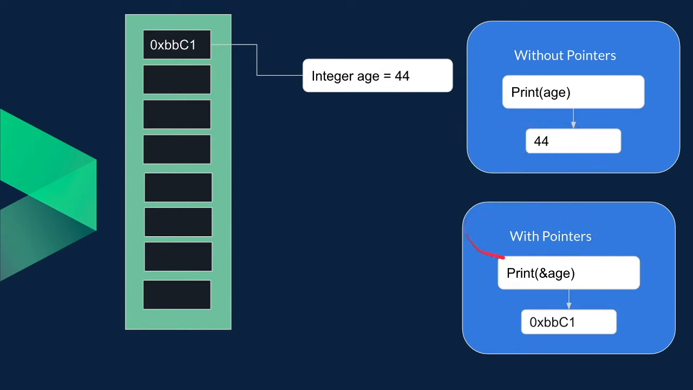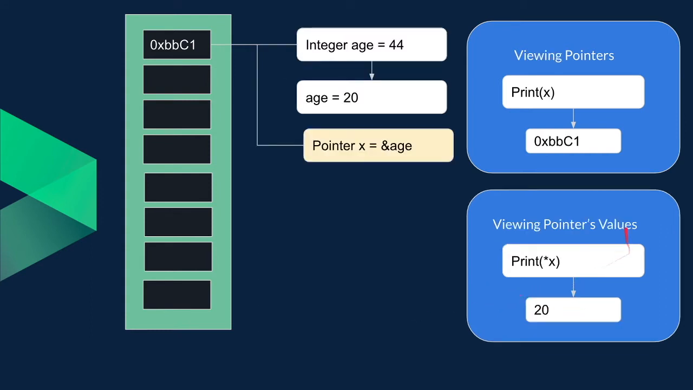Let's suppose I want to see the pointer. All you need to do is print with an ampersand symbol and age, and it's going to go all the way into system memory and print out only the address, which is 0xbbc1. Now, let's suppose I have an age, and I changed the value from 44 to 20.